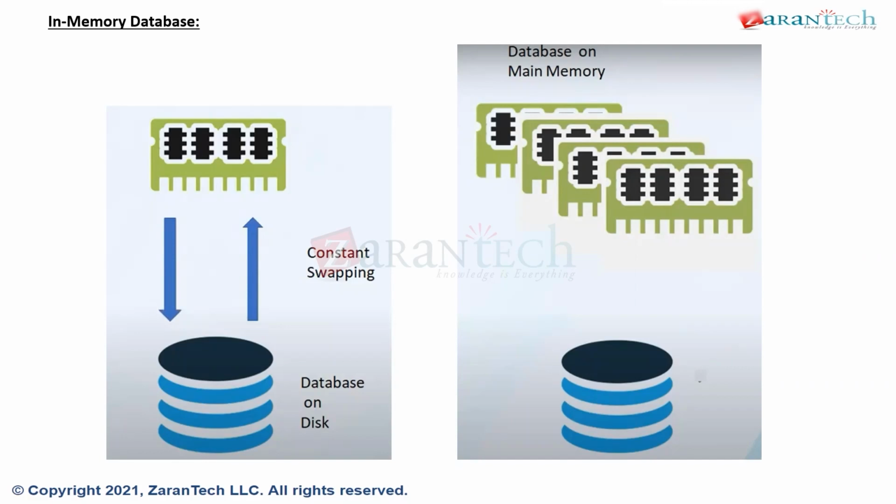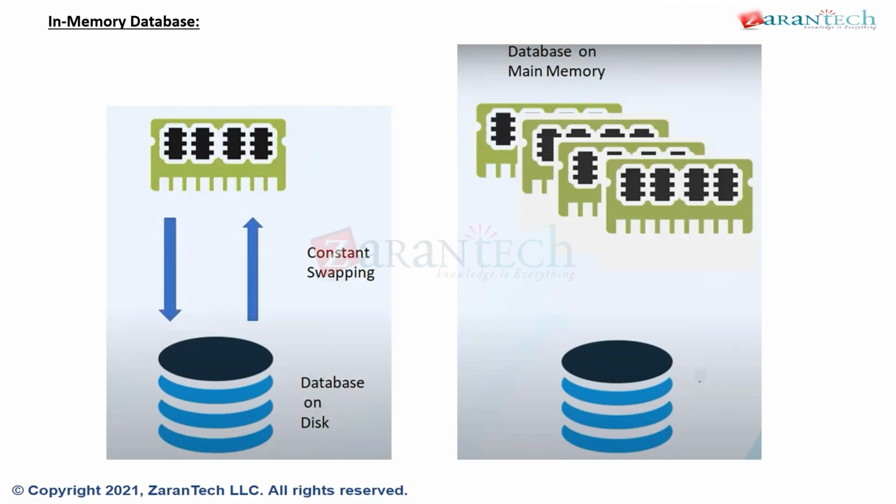So constant swapping happens, and because of this, a bottleneck happens. The input output of the disk will not process the data so quickly. So this is the main drawback of the traditional database. But because of the latest technologies, and hardware also becoming very cheap nowadays, SAP wanted to take advantage of all the existing technology and introduce this in-memory technology.